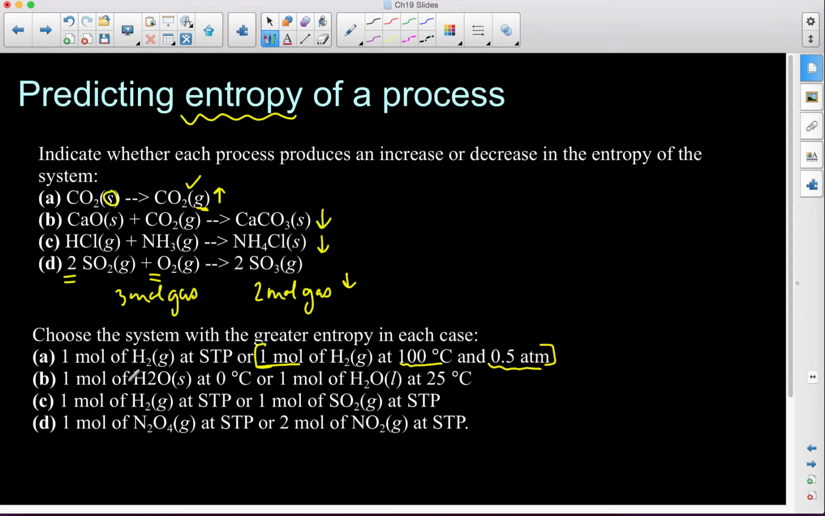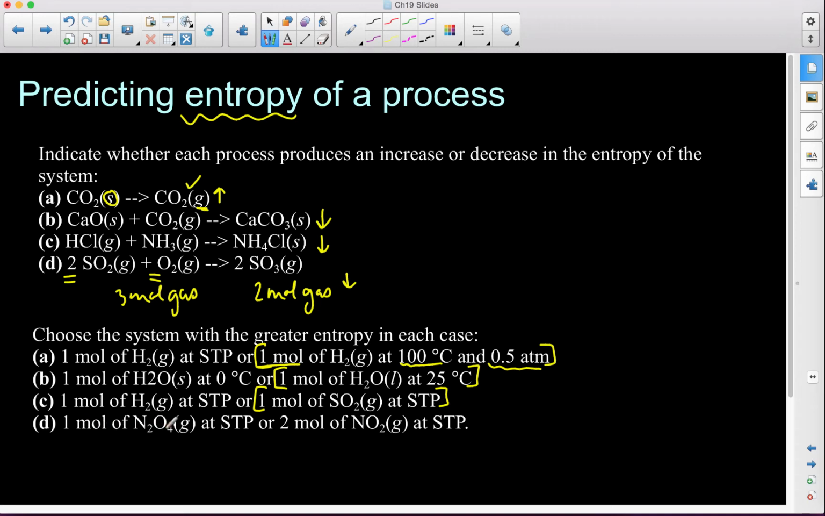All right, next up we have 1 mole of H2O solid at 0 or 1 mole of H2O liquid at 25. Greater entropy, right. I feel like that one's pretty easy. All right, 1 mole of H2 gas at STP or 1 mole of SO2 at STP. What's the only difference here? Right, the complexity of my molecule, right? Here we have 3 atoms that make up my 1 molecule. Here we only have 2 atoms. This one has another bond, which means that this one has more vibrational motion than this one does, right? Which means that this one has greater entropy.